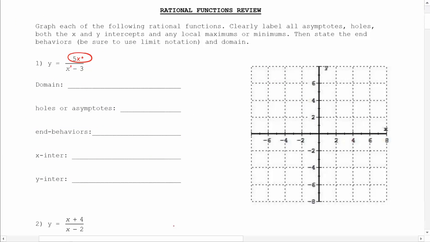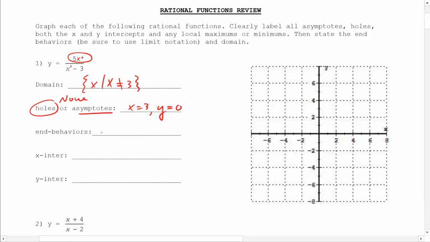Now, can someone tell me what the domain's going to be? x such that x can't be what? 3. Can't be 3. Yep. Any holes? No. None. What's the one asymptote, or two asymptotes, actually? x equals 3, y equals 0. Yep. Good job, Lindsay. That was Lindsay, right? Yeah. Thank you.